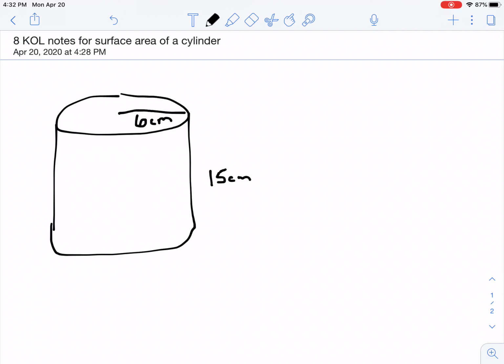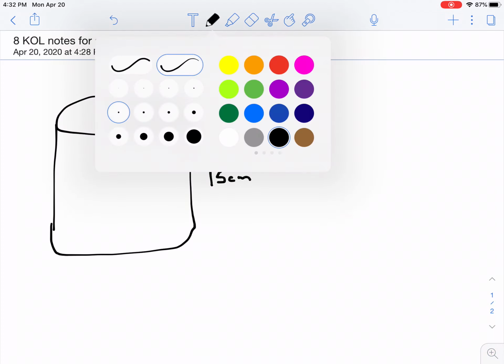Hey guys, I just wanted to take a second and show you how to calculate a cylinder surface area. So I just want to take a second and look at our cylinder. The first thing I want you to notice is that we have provided you with some information.